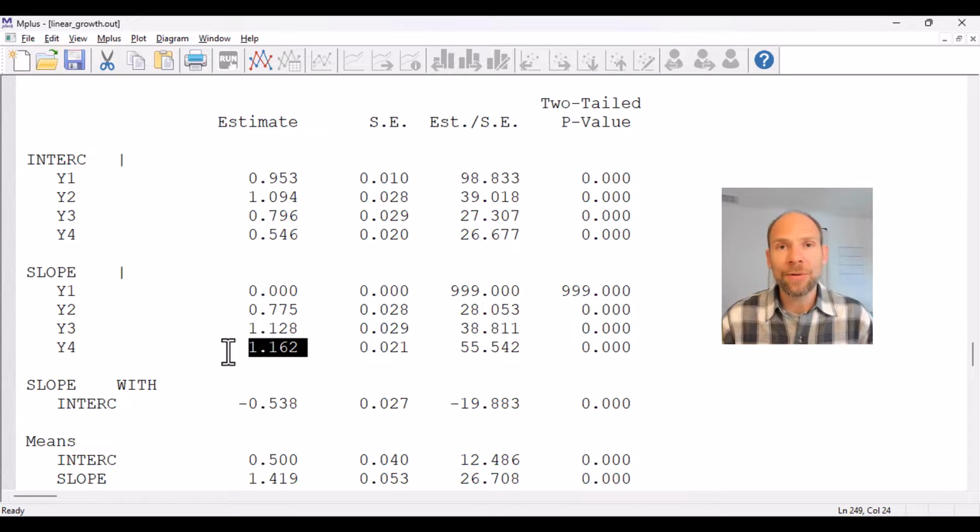I hope you found this video useful to learn more about standardized factor loadings greater than 1 in a CFA, in which context they do indicate an improper solution, in which context they do not necessarily indicate an improper solution.